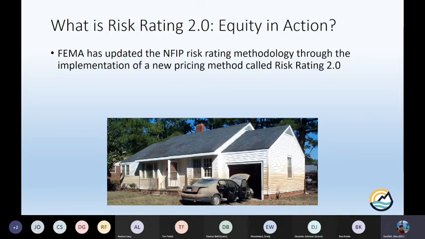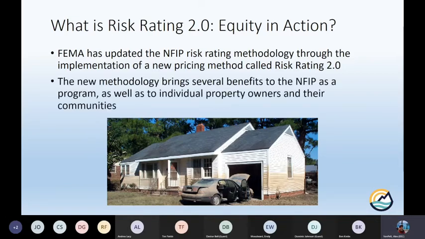So essentially, they're recalibrating how they charge premiums to folks that have flood insurance. There are several benefits to this that are directly related to the NFIP program as a whole. Again, we're trying to get back to revenue neutral. So, again, government's not out to make money. They're just trying to get to the point where it's beneficial again. There's also going to be several benefits to individual property owners and to you all at the community level as well.